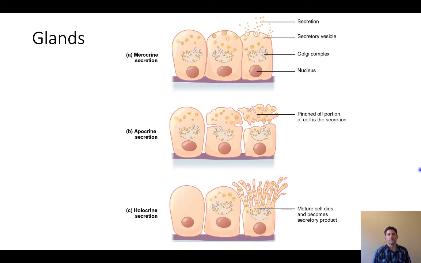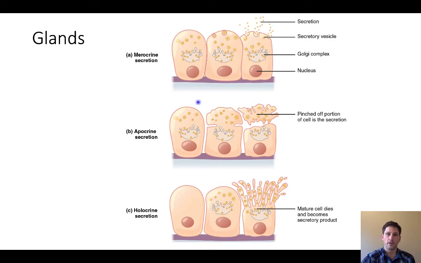If we look a little bit closer at our glands, I want to talk about 3 different types of secretion that can occur. So the first is merocrine secretions. This is a type of secretion. It's not the chemical coming out, but it's a process of secretion that we're going to be looking at.